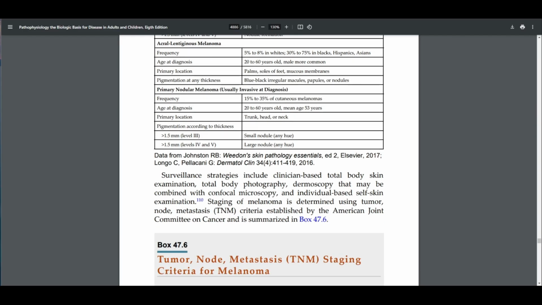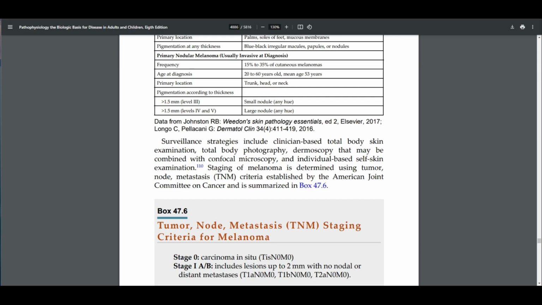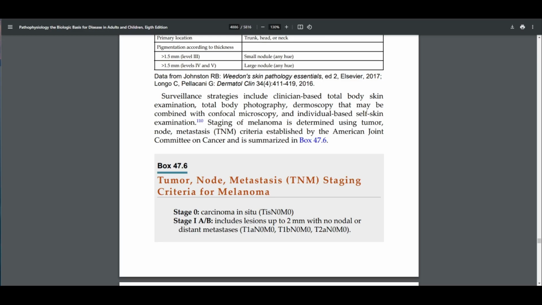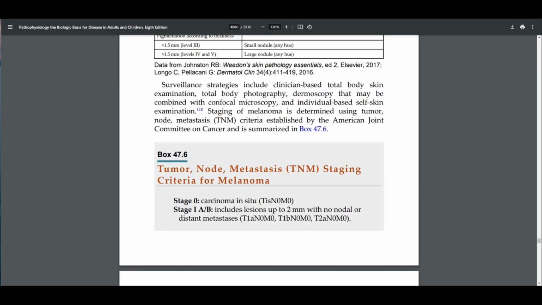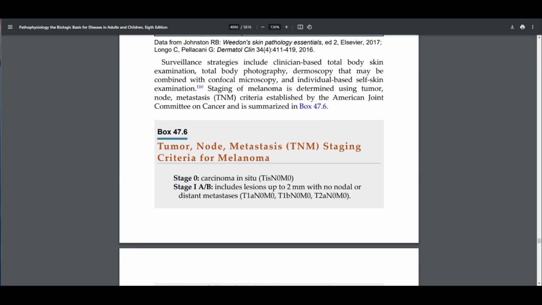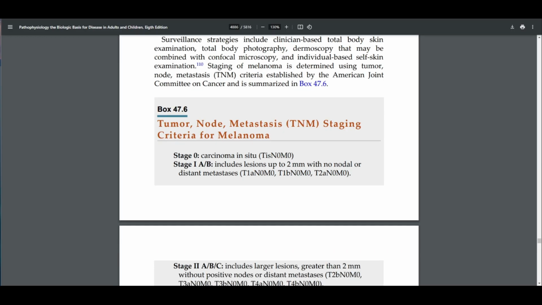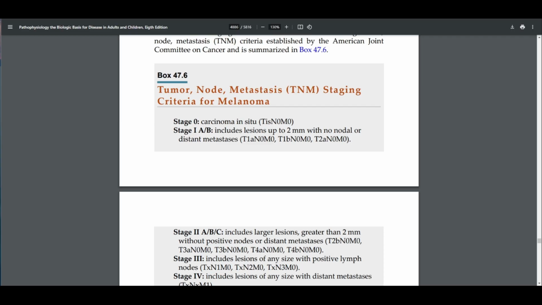Surveillance strategies include clinician-based total body skin examination, total body photography, dermoscopy that may be combined with confocal microscopy, and individual-based self-skin examination. Staging of melanoma is determined using tumor node metastasis criteria established by the American Joint Committee on Cancer and is summarized in the following box. Again, a good spot to hit pause if you are unfamiliar.